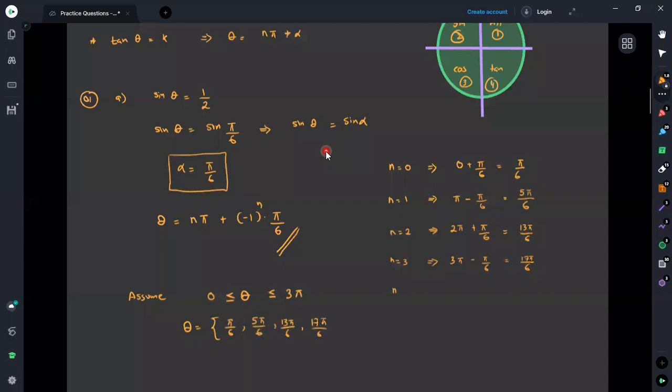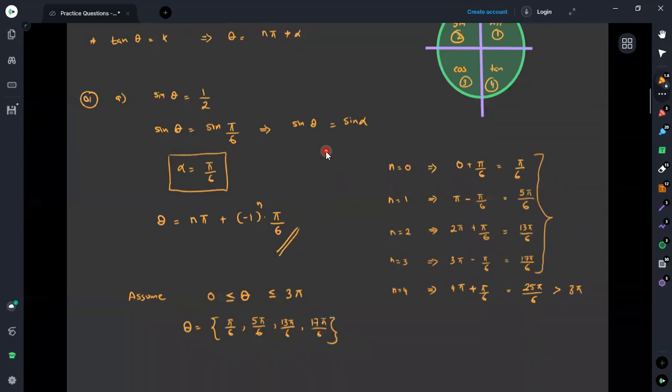But if you substitute n equals 4 here, then you will get 4π, minus 1 to the even power, so you will get a plus value. Then 5π/6, again it is 25 times 5π/6. Now we can identify that this is a value which is greater than 3π. Therefore these are the possible set of values that we can take for theta if a region for theta is given.